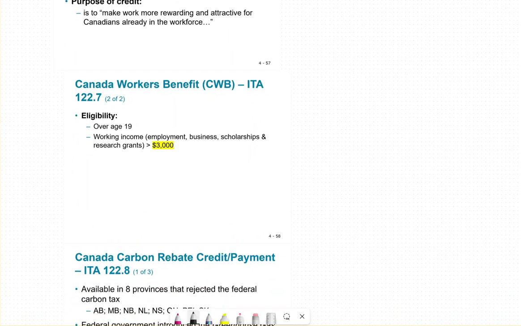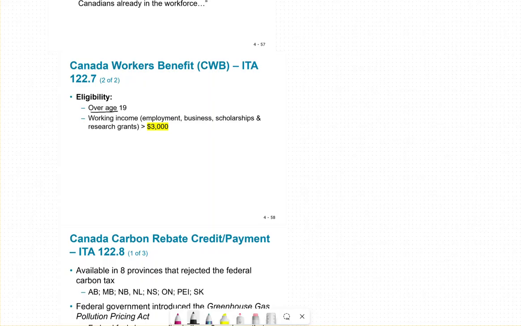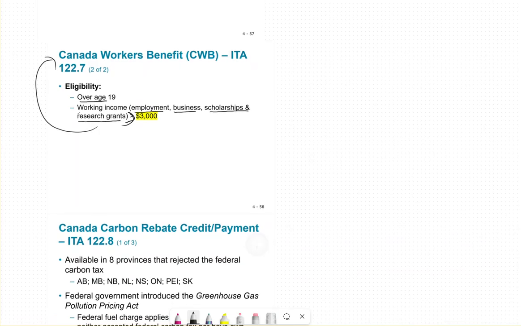The Canada Workers Benefit is only given to individuals over the age of 19. If you're working, you have employment income. If you have a business, you have business income. If you go to school, you might get a scholarship. If you're doing a master's, you get a research grant. So your working income has to be more than 3,000 to be eligible for the Canada Workers Benefit.